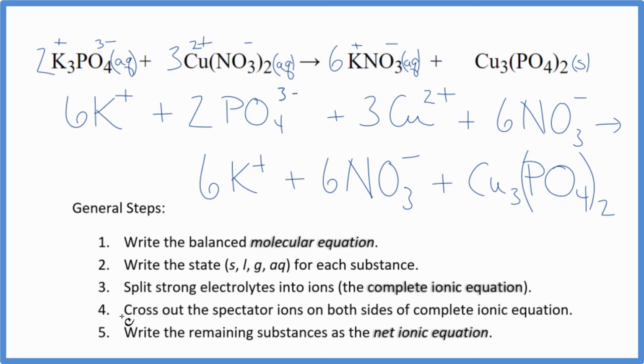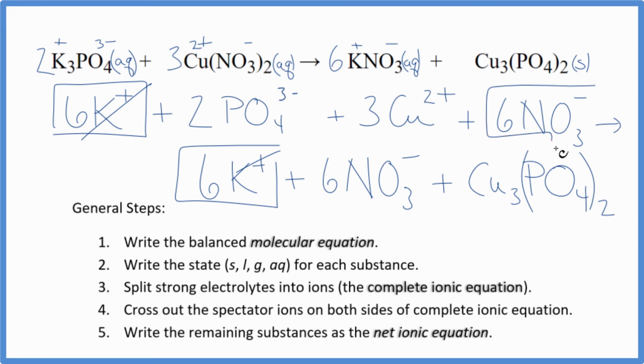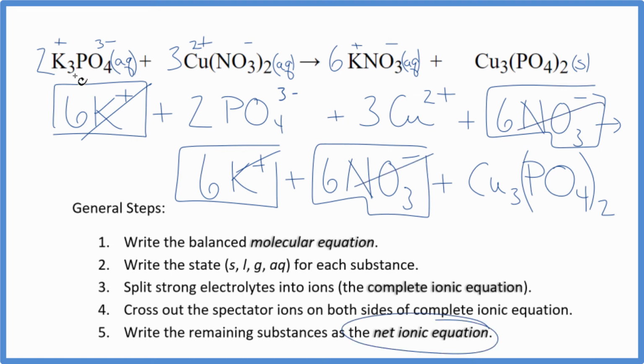So at this point, we can cross out the spectator ions. They're on both sides of the complete ionic equation. We have in the reactants 6 potassium ions here, and in the products, we also have 6 potassium ions. Looks like we have 6 nitrate ions here in the reactants, and then in the products, 6 nitrate ions. What's left, that is the net ionic equation for K3PO4 plus Cu(NO3)2.